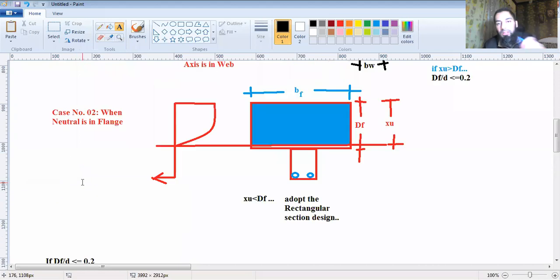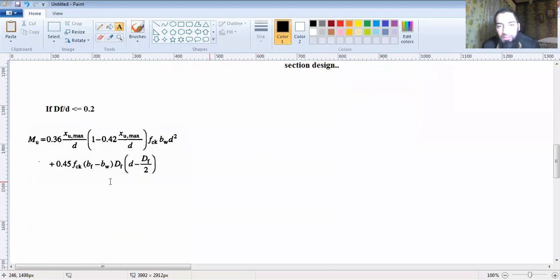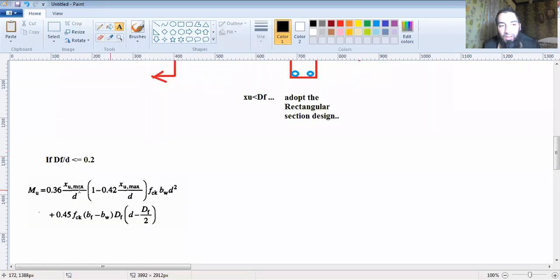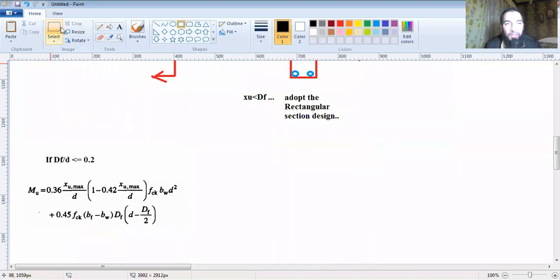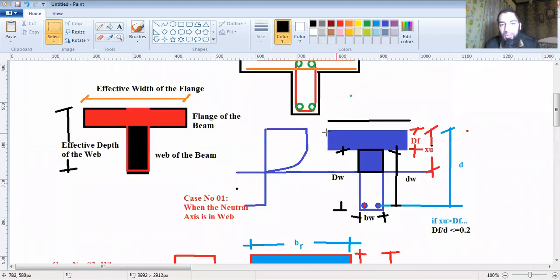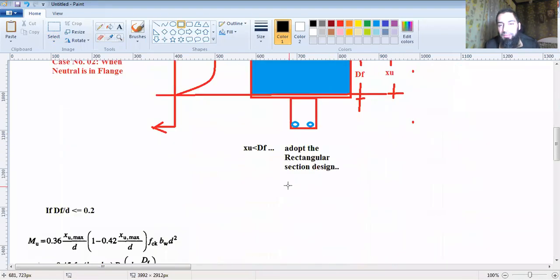So what does this mean? This means, number one, you have only this much portion. So, number one, you have this portion. Do it like this and define this portion. Number one, this is behaving in compression, so its effect has been taken here. The effect of that portion is taken into consideration here. Next, you have this portion in compression, which is the part of the flange.